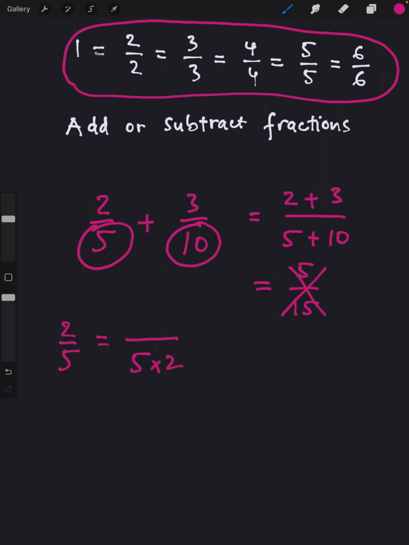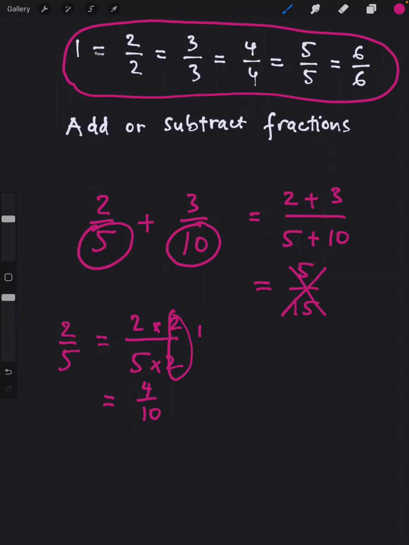But we cannot just simply multiply the number 5 by 2. When we multiply by 2 on the bottom, we need to multiply by 2 on the top also. Why? Because 2 divided by 2 is 1, which is good, we don't change anything from the fraction 2 over 5. So the fraction 2 over 5 equals 2 times 2 over 5 times 2, which is 4 over 10.